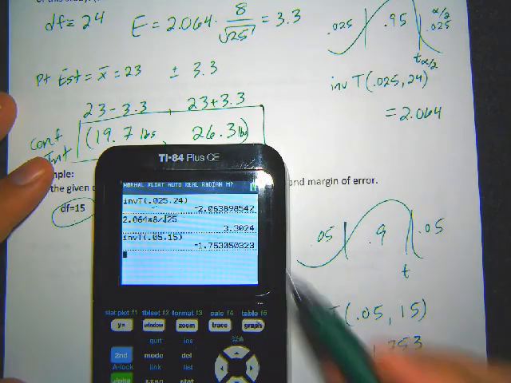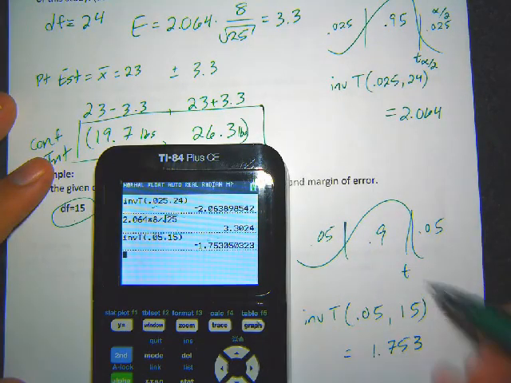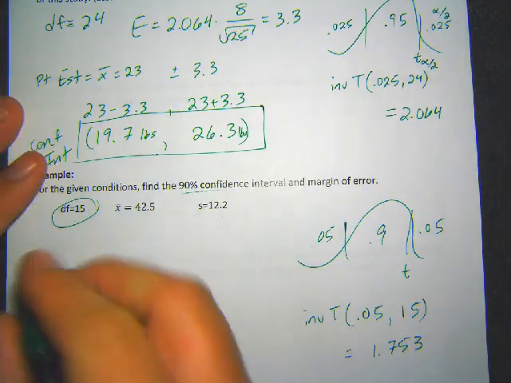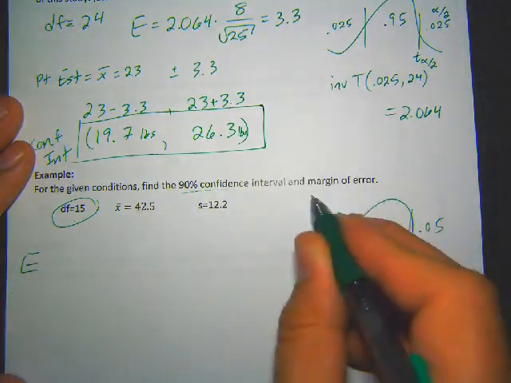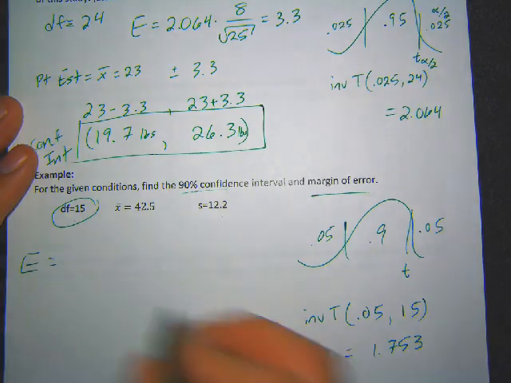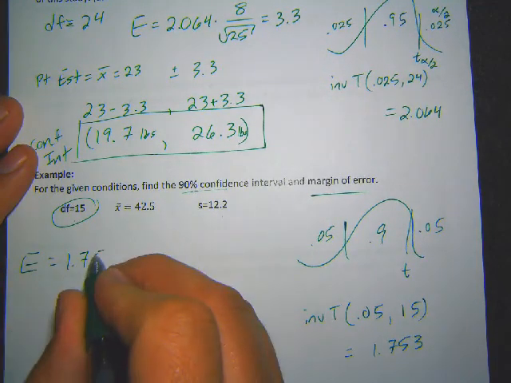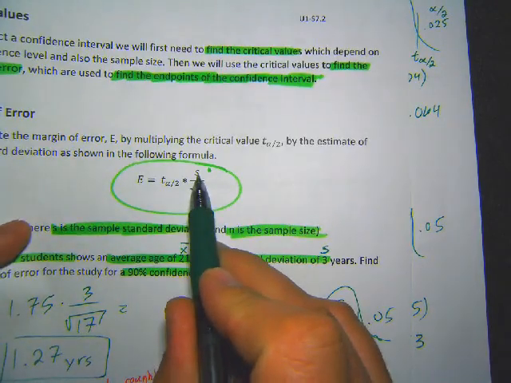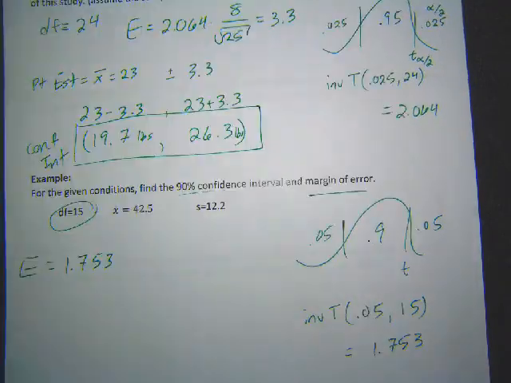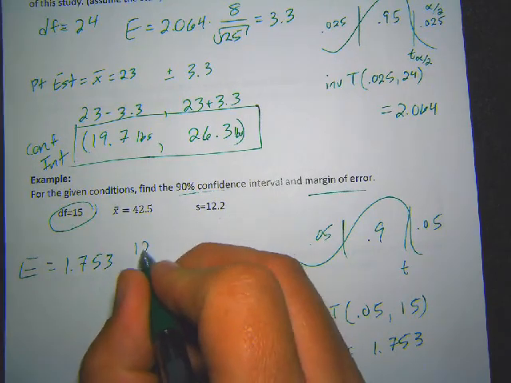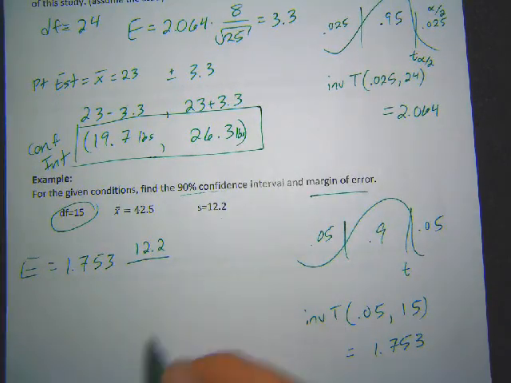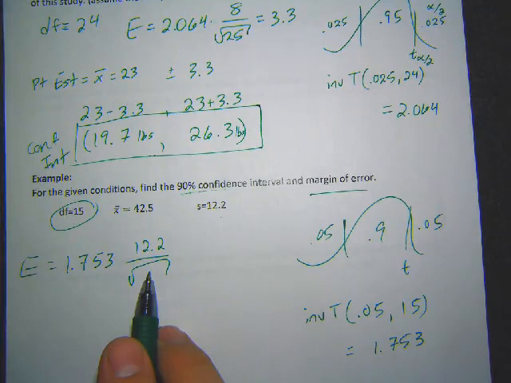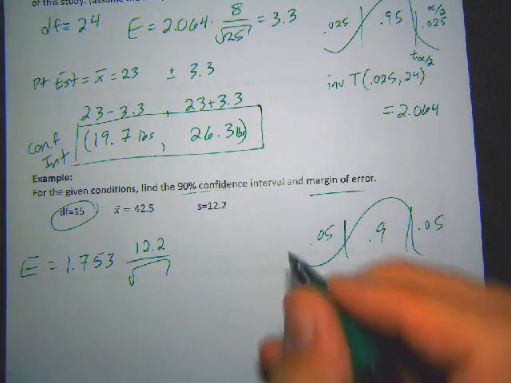1.753. Again, we're going to leave this as positive because we want the positive value. Find our margin of error, because it does ask you to find the margin of error, so we're getting that. Use that 1.753. Remember the formula has the standard deviation and the square root of the sample size. So standard deviation is 12.2, so 12.2 goes on top. Square root of the sample size. Now here's where you've got to be careful. Notice they didn't give us sample size. They didn't give us n.